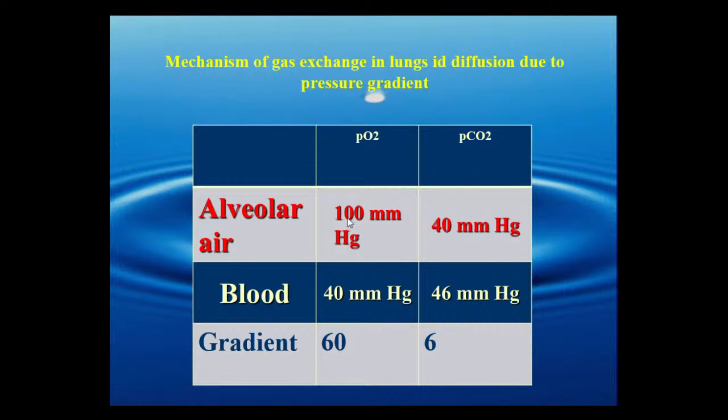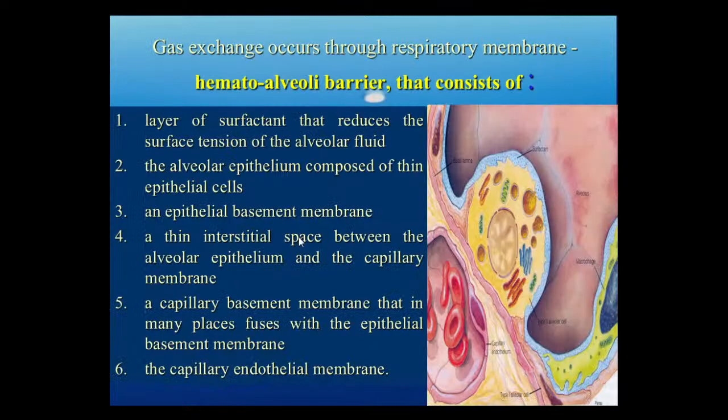And these differences create conditions in order to gas exchange in lungs and diffusion through lungs tissue to capillaries can be. This gas exchange occurs through respiratory membrane, and this membrane we call as hematoalveolar barrier. That consists of next layers.